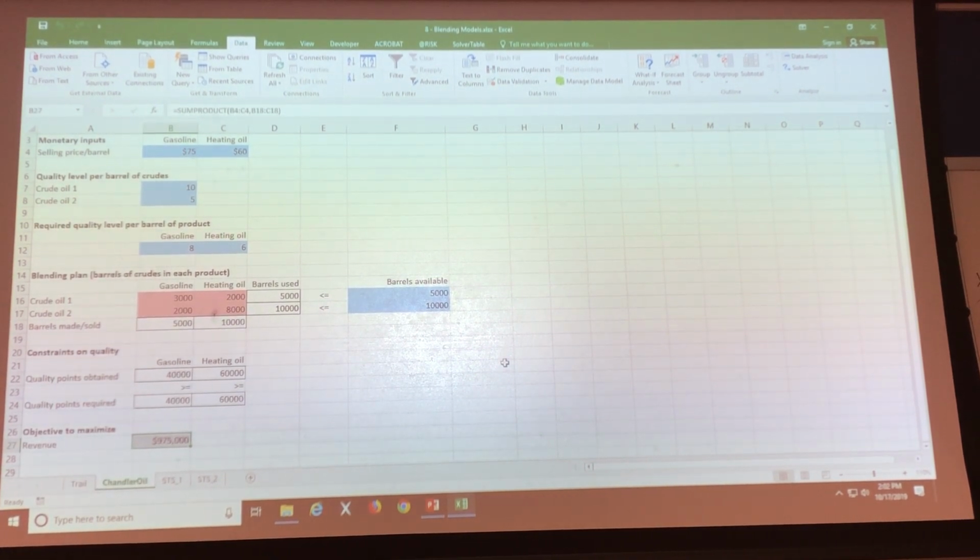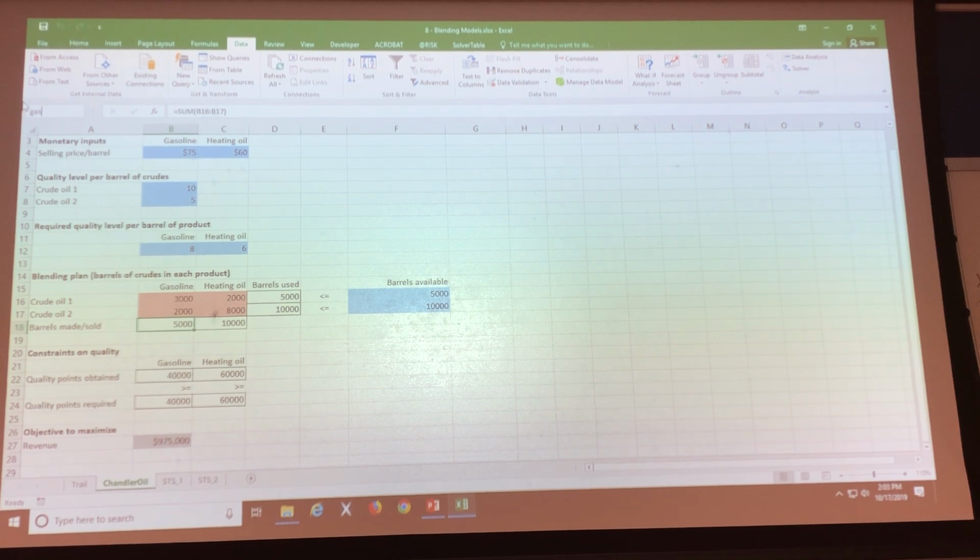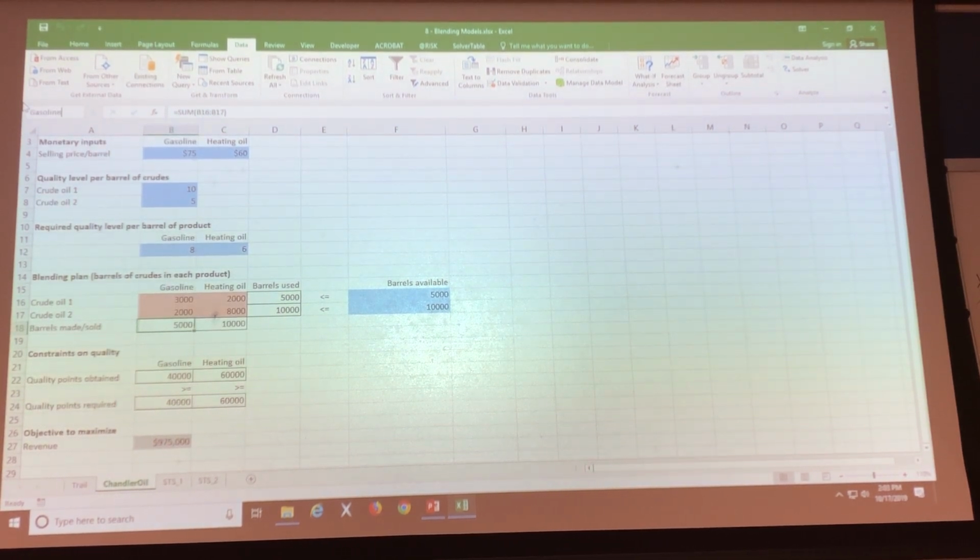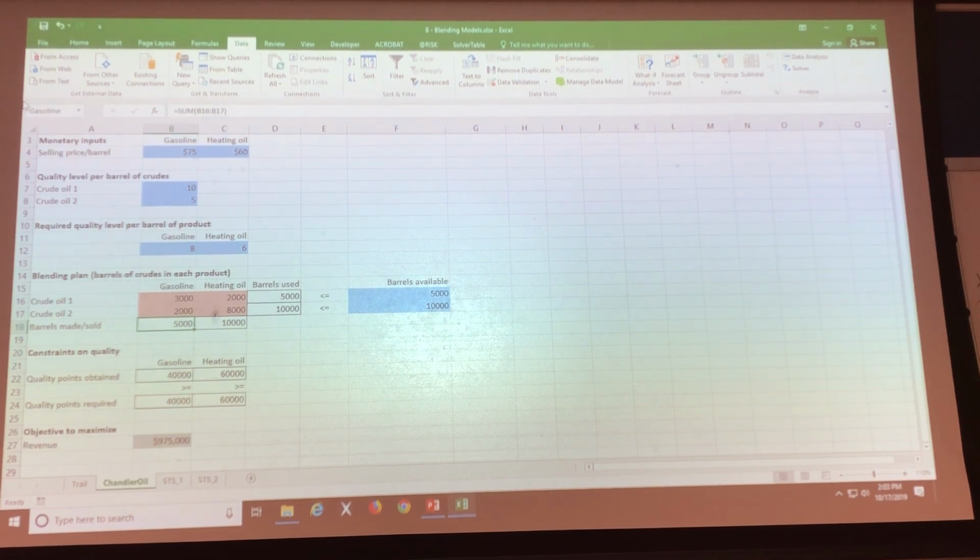Because those are going to be output, I'm going to name the cells. So I'm going to take V18 and call it gasoline. You could certainly give it a longer name. You could type better than I type. Okay, so gasoline, I'm going to call C18 heating_oil, and I'm going to call cell B27 revenue.